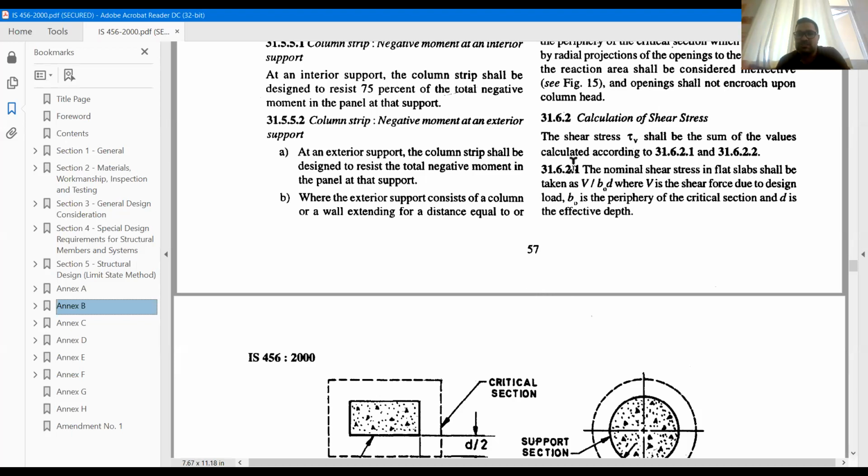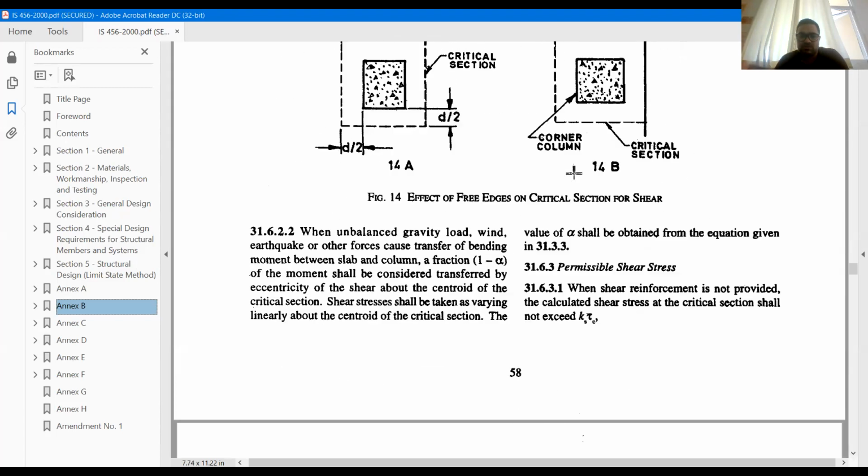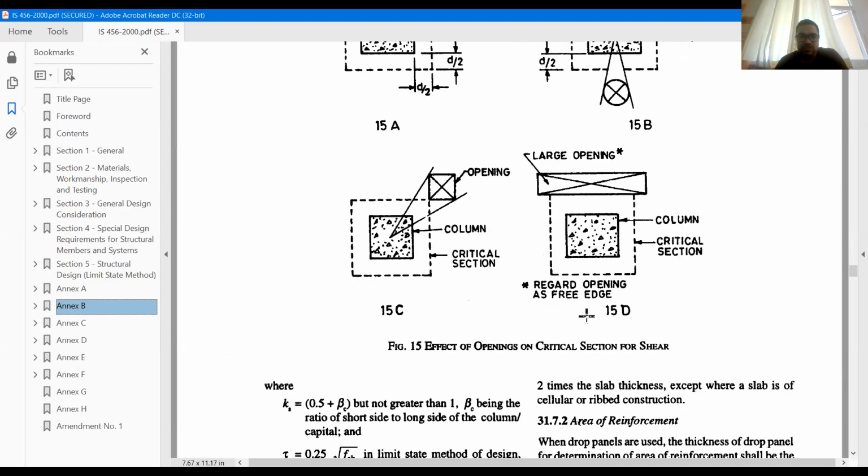Here you can see this is clause 31.6.2.1, and it shows the formula for nominal shear stress, which is V upon B naught into D. Here V is represented as VU dash. This is how we can use this formula to calculate the value of tau V dash. Now to calculate the value of Ks into tau C, referring to clause 31.6.3.1, it says that the shear stress at the critical section shall not exceed Ks into tau C. This we can calculate by going to the next page.